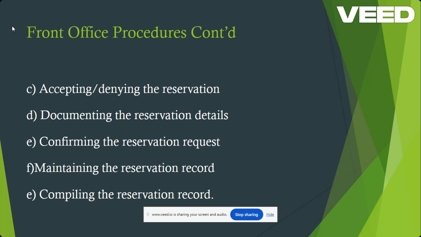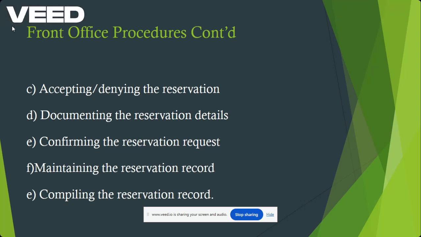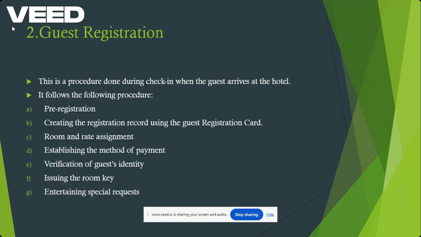From there, we do compiling of the reservation report. So the report now will show us how many people have booked, how many are staying for that particular duration, and it provides the information for people who will be doing further reservations. And then we go to number 2, which is the guest registration. This is the second procedure after the booking.